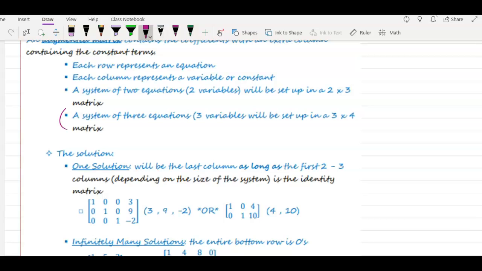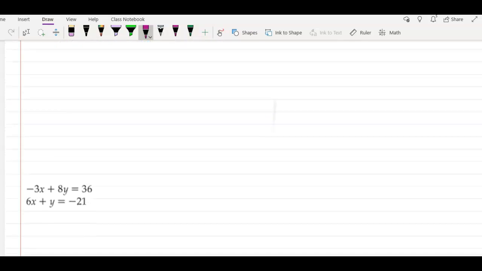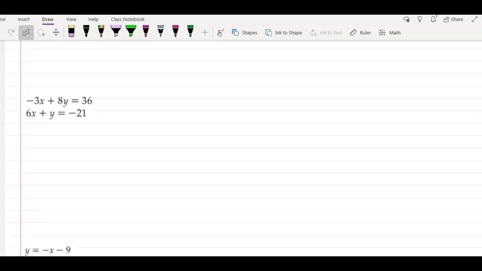So for now, we're not going to worry about a system of 3 equations with 3 variables. That's going to happen in step 9. Right now, we are only going to use 2 variables. And let's take a look at an example of how we would do this, because sometimes the example helps make the notes make a little bit more sense.